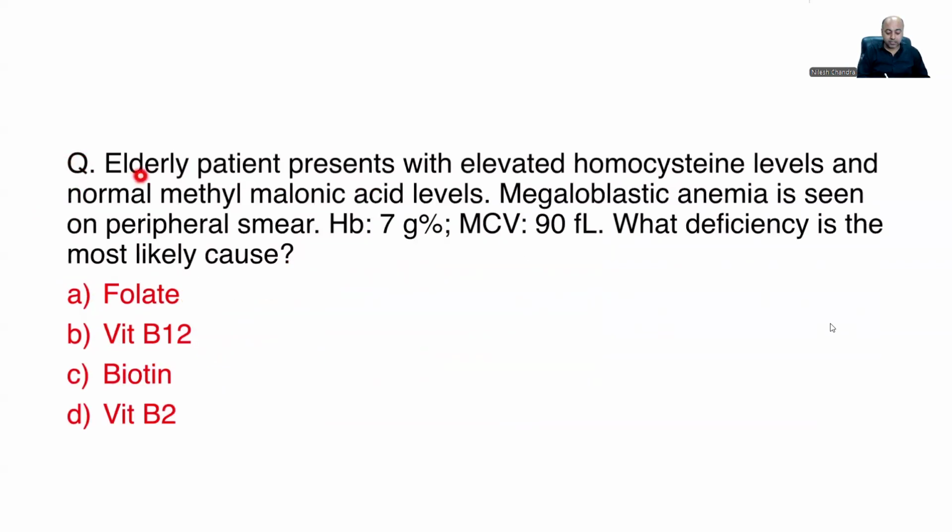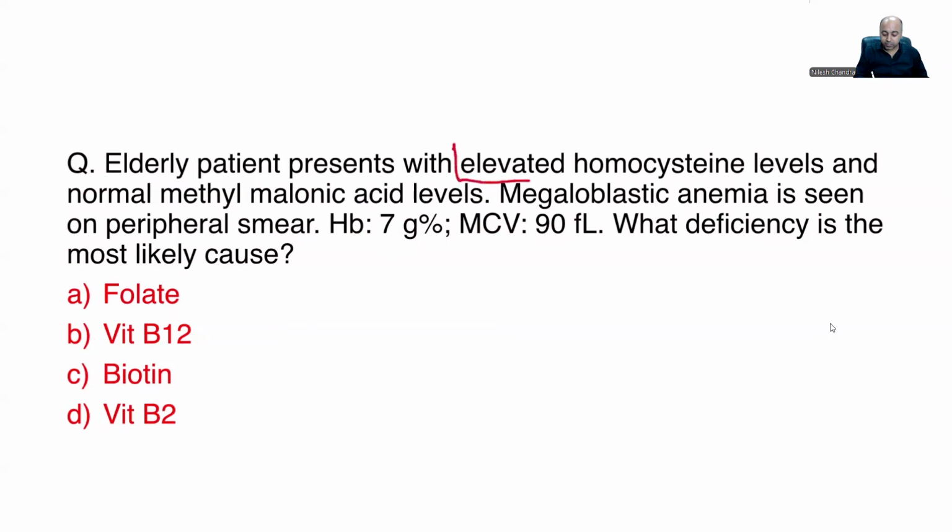Moving to next question: elderly patient presents with elevated homocysteine level and normal methylmalonic acid levels. Megaloblastic anemia is seen on peripheral smear. Hemoglobin is 7 gram%, MCV is 90 femtoliters. What deficiency is most likely caused? Your options are folate deficiency, vitamin B12 deficiency, biotin, and vitamin B2.